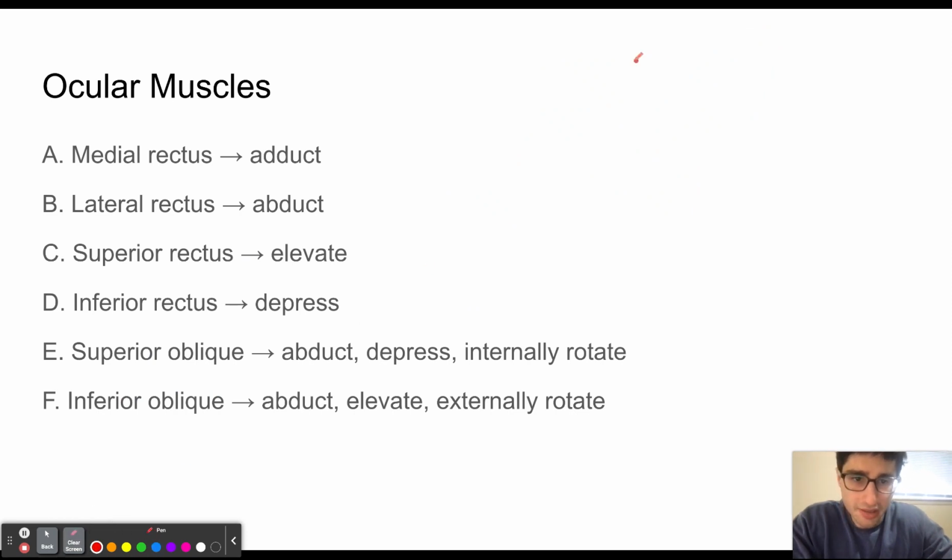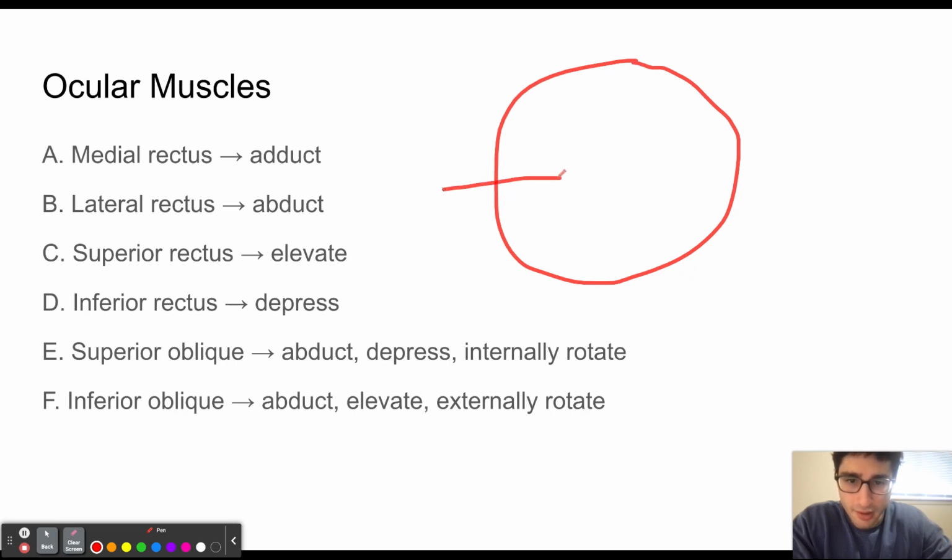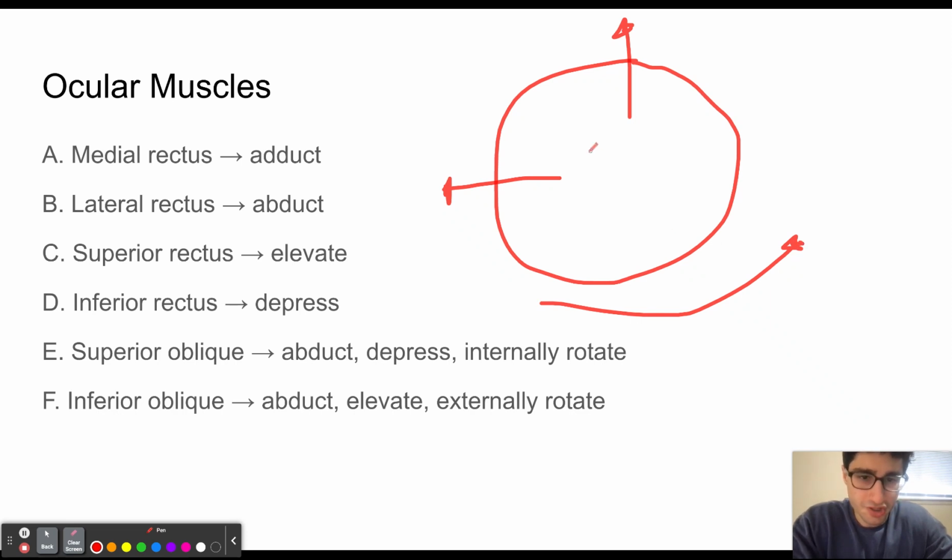Now the inferior oblique is going to help our eye abduct, elevate, and externally rotate. So its ultimate function is going to be to help our eye look up and out like this.